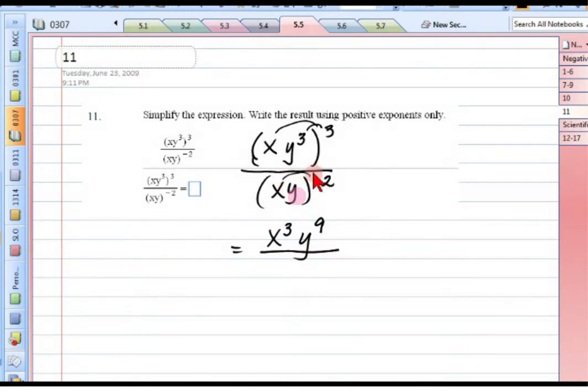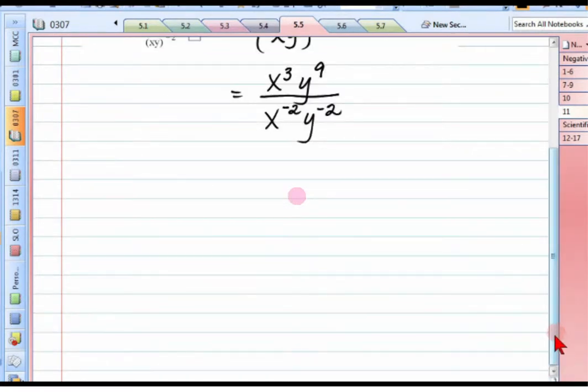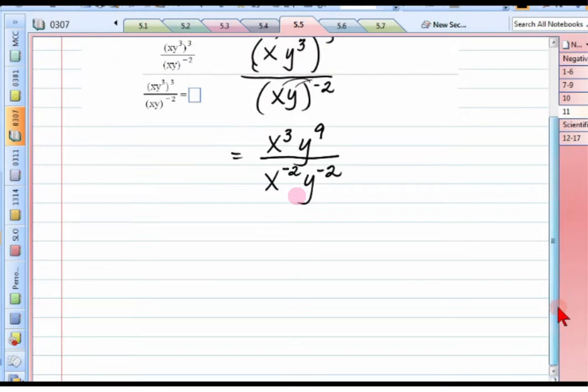On the denominator, x to the negative 2, y to the negative 2. Is that much okay? That was the power rule. Now I want you to be really careful and perhaps just look up and don't write yet. I don't have to use the product rule, but I do have to use the quotient rule because I have like bases on top and bottom.